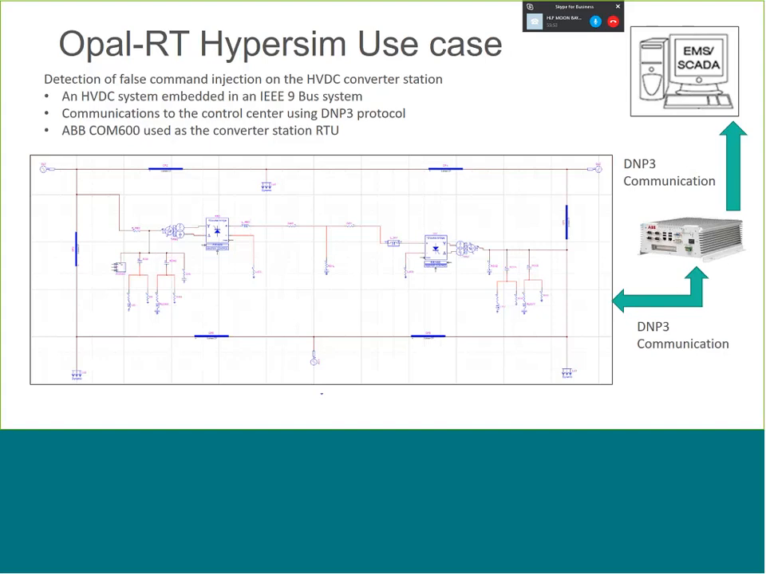So, a few use cases. One of the HyperSim use cases that we are using right now is we have the IEEE 9-bus system, which is a transmission level system representing the WSCC Western Interconnect. What we have done is added an HVDC line, and we are trying to detect attacks on the controllers for the HVDC converter stations, basically.